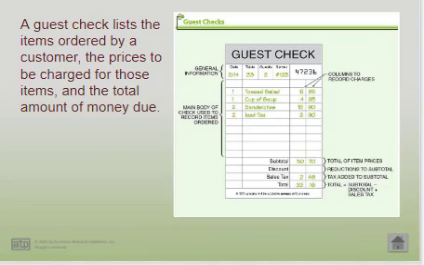Servers commonly use handwritten guest checks to record customer orders in restaurants where customers place an order from a table or a counter. Handwritten guest checks may vary, but most contain the following information: the general information, the main body, subtotal, discounts, sales taxes, and the total of the bill.